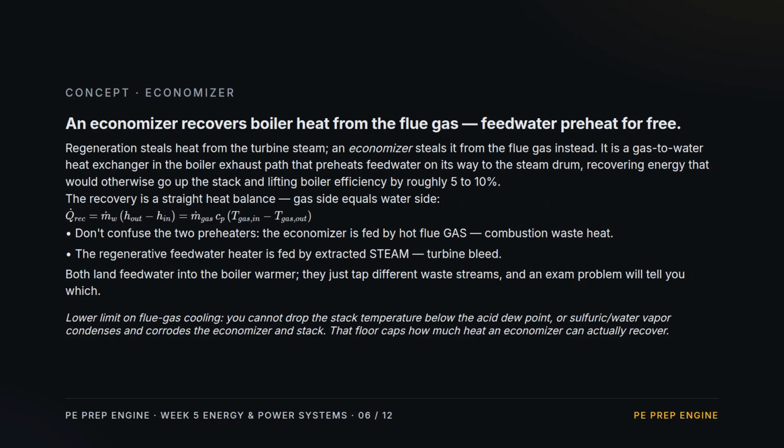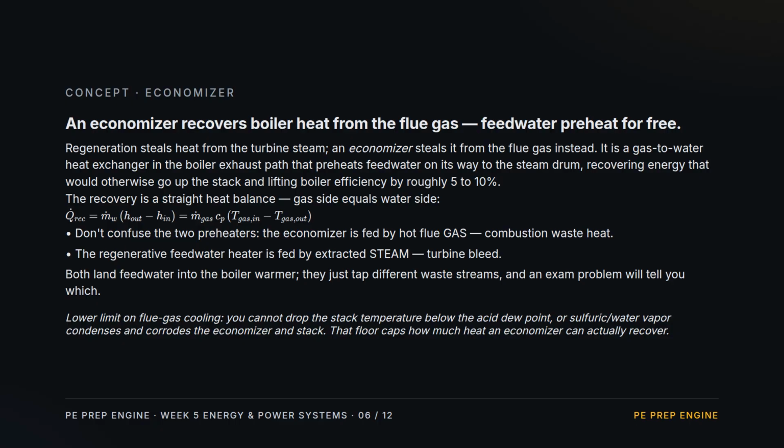An economizer recovers boiler heat from the flue gas instead of from the steam. It's a gas-to-water heat exchanger in the exhaust path that preheats feedwater on its way to the drum, recovering heat that would otherwise go up the stack and lifting boiler efficiency by roughly 5 to 10%. The recovery is a straight heat balance. Gas side equals water side.